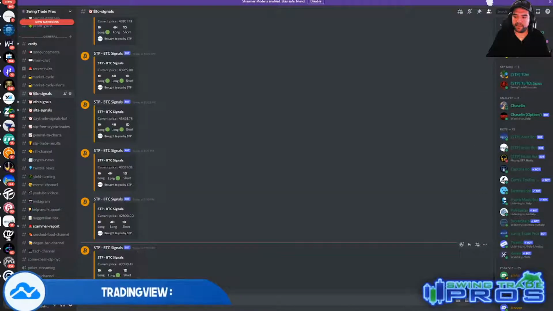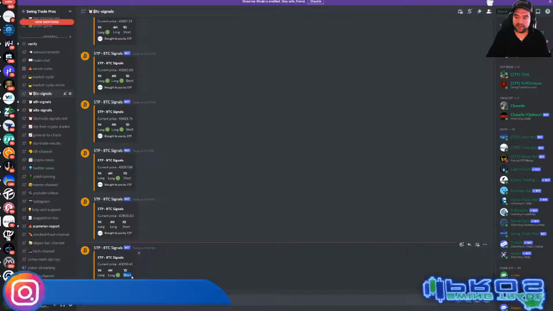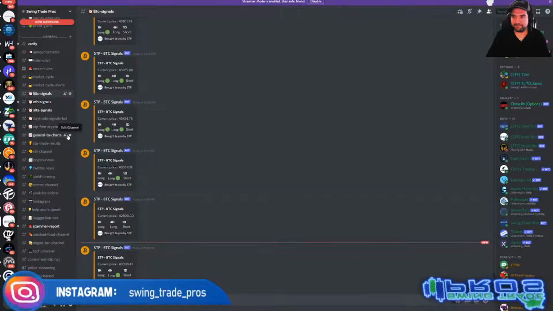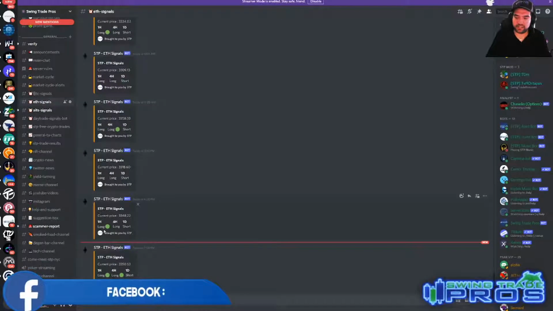So right now, BTC signals are printing longs on the hourlies and the 4-hour. The daily, obviously, is still short, so we haven't reclaimed the daily uptrend just yet. ETH signals are also the same, right? Longs on the hourly and 4 hours.